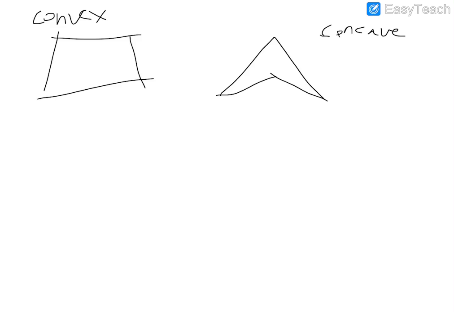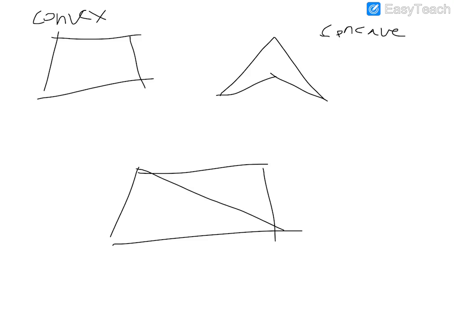Now, the diagonal is a segment from one vertex to another vertex that isn't the side. So all quadrilaterals have two diagonals, one from this side to this side, one from this side to this side. Here it's a bit more complicated since the diagonal goes outside of the quadrilateral, but it still does count.